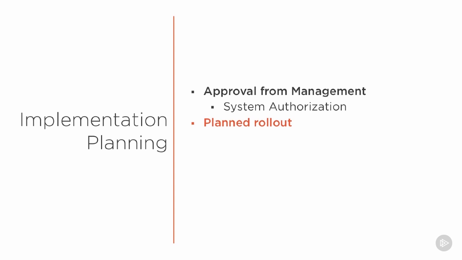We then need to plan our rollout. Planning the rollout means that we schedule it at a time which is convenient for the business, not on the busiest day of the year, for example, and a time when the business has been alerted, the users know about this change or about this new system.